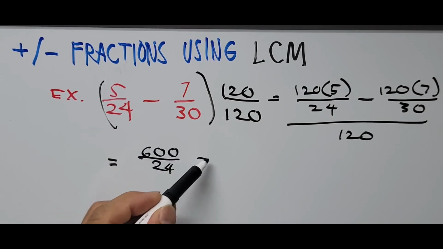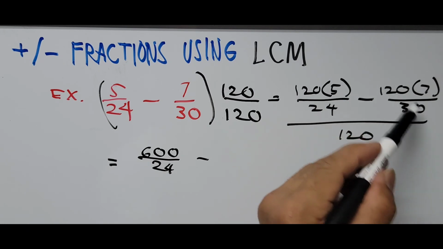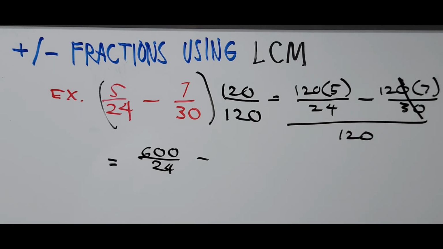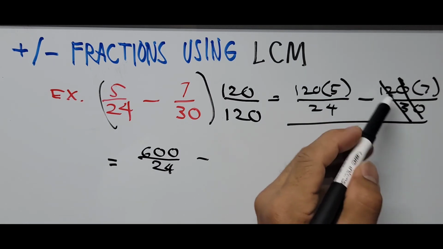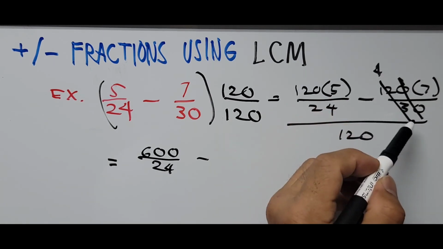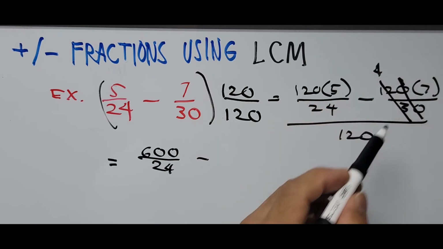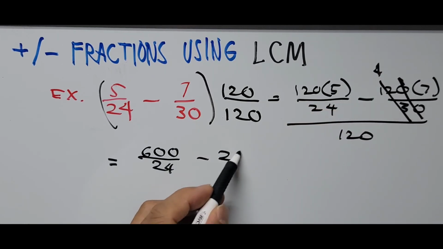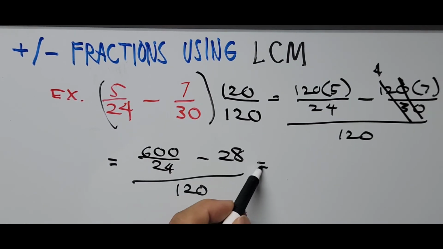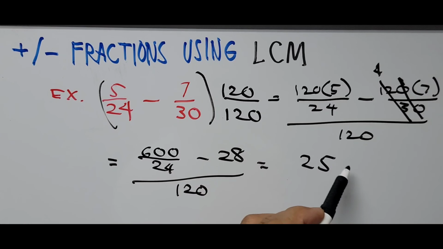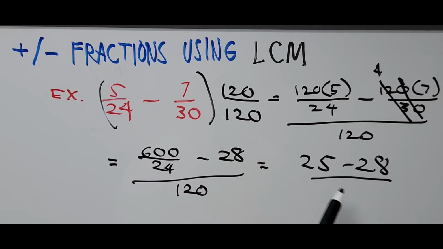Minus, so we cancel the zeros right there. So that's like 12 times 7 over 3. And 12 over 3 is 4, right? 4 times 3 is 12. So that's 4 times 7, 28, over 120. We can simplify this further. 600 over 24 is how much? 24 times 25. So that's 25 minus 28, all over 120.